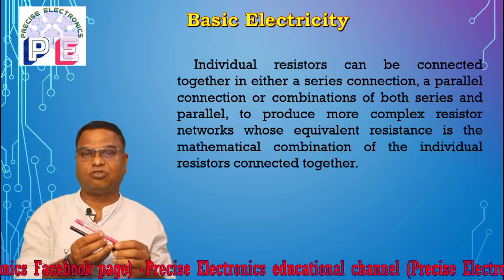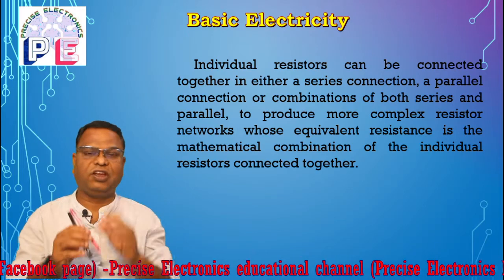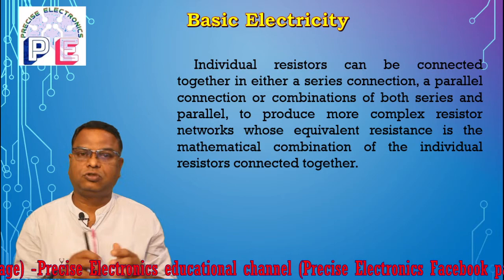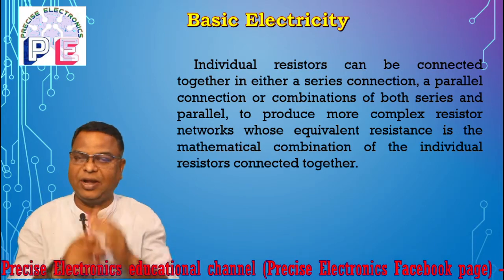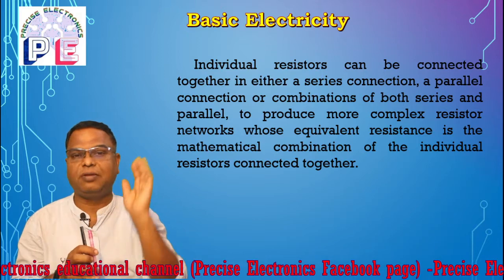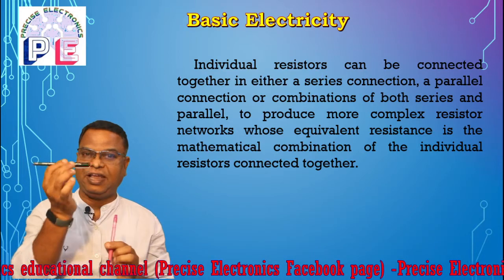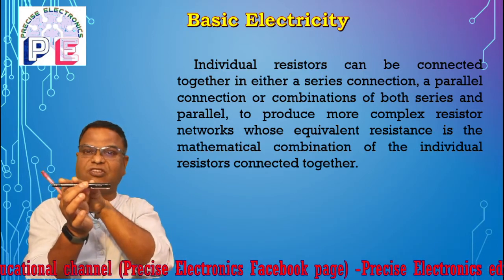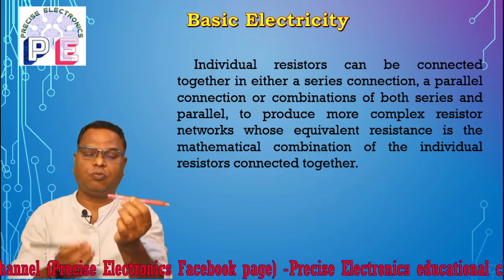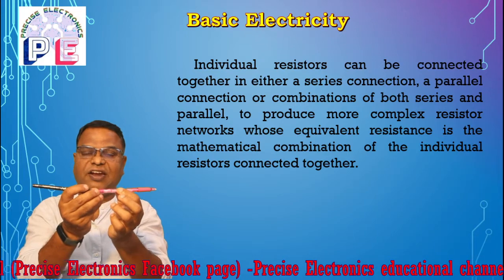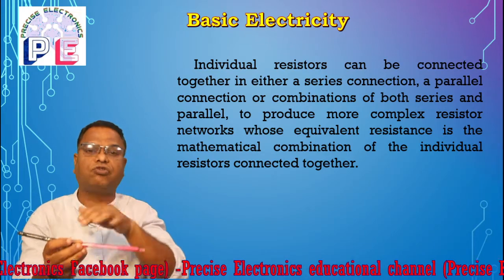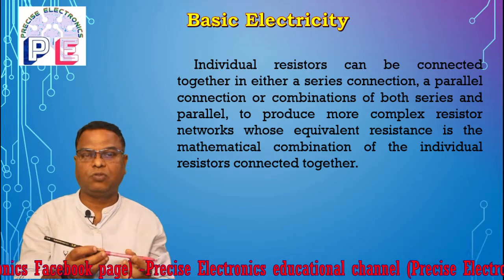But the advantage of this circuit is that we can produce a resistance of different resistance value. Suppose in a circuit we require a 22 ohm resistor. But friends, a 22 ohm resistor is not available in the market. So suppose this resistor has resistance value 10 ohm and this resistor has resistance value 12 ohm. When these resistors are connected in series, 10 plus 12, that resistor network produces a 22 ohm resistance value.